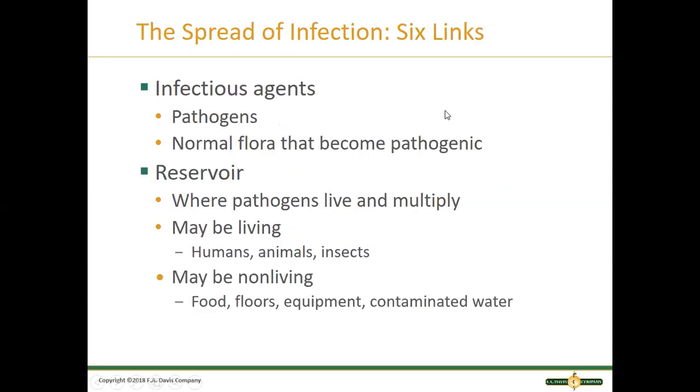The spread of infection. What it is, there are 6 links. The first link is an infectious agent. You need the pathogen. And it's also normal flora that can become pathogenic. A reservoir is where the pathogens live and multiply. They may be living, on a human, an animal, or an insect. It can also be non-living, such as food, the floors, our equipment, any contaminated water.